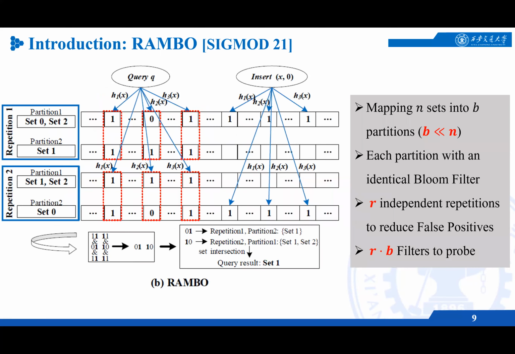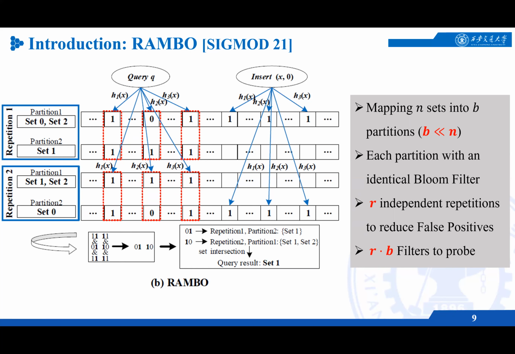To reduce the number of filters to be checked during query phase, a recent work, Rainbow, proposes to map n sets into B partitions and allocate each partition an identical Bloom filter. To reduce false positives, Rainbow repeats the random partitions independently for R times. Totally, there are RB filters to check in the query phase.